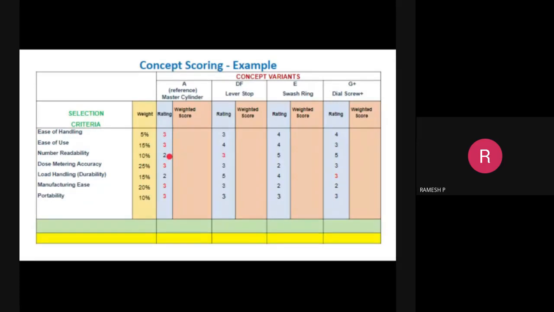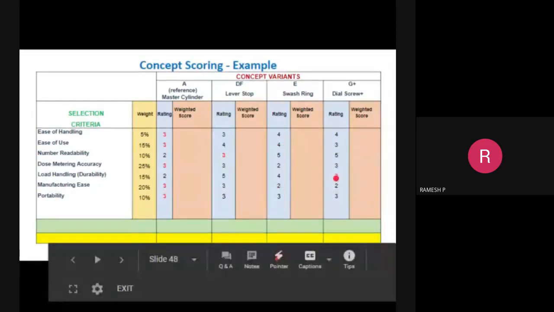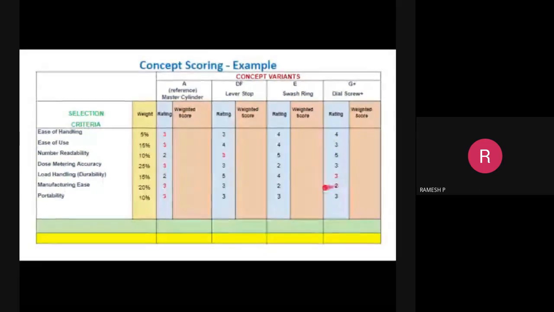But here for number readability, the master cylinder provides a rating of 2. Okay. And for lever stop, it is 3. It is found to be good in the lever stop when compared with the master cylinder. So this can act as a reference for the remaining aspects. Similarly, for load handling, G plus is found to be good. The lid screw and dial knob mechanism is found to be good. So here I can choose this as a rating when compared with the reference one.